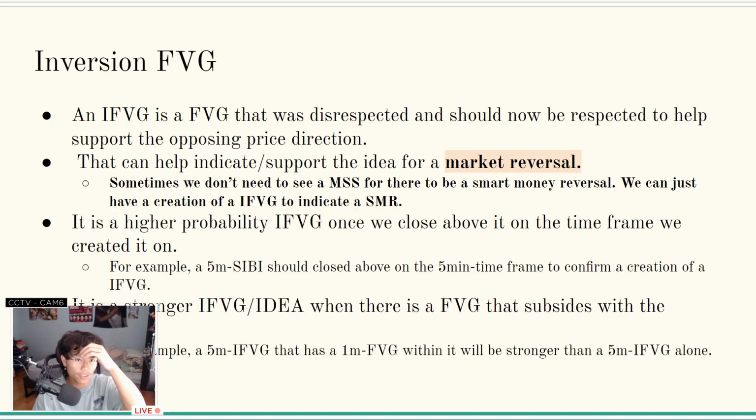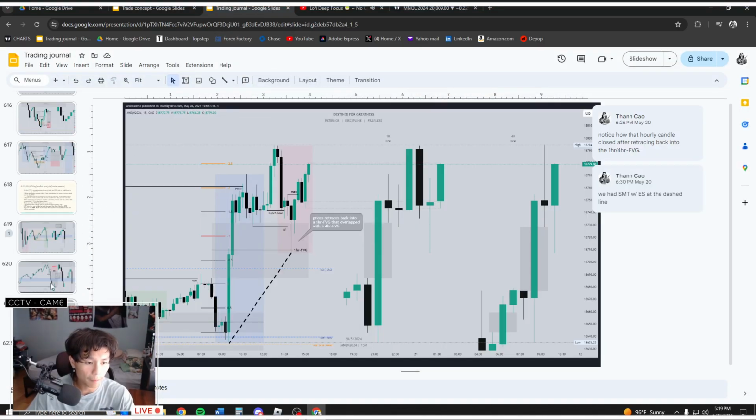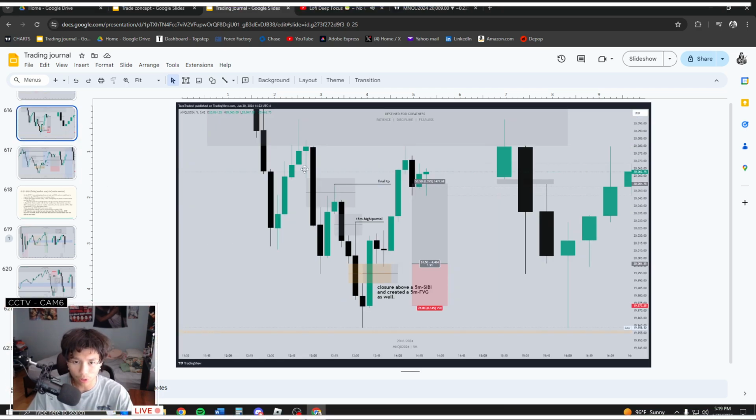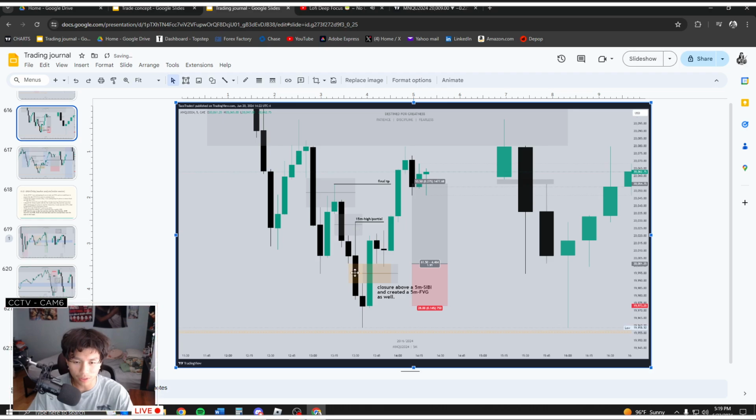So an inversion fair value gap is a fair value gap that is disrespected and should now be respected to help support the opposing price direction. So what I mean by that is, there is this trade here. On the 5-minute time frame, right? So we're continuing lower here. This is the 5-minute time frame. So we come into a 5-minute fair value gap. We continue lower. We come into another one and we continue lower. But notice how we create another 5-minute SIBI, but we completely disrespect it. We close above it, and we created a BISI on the buy side.